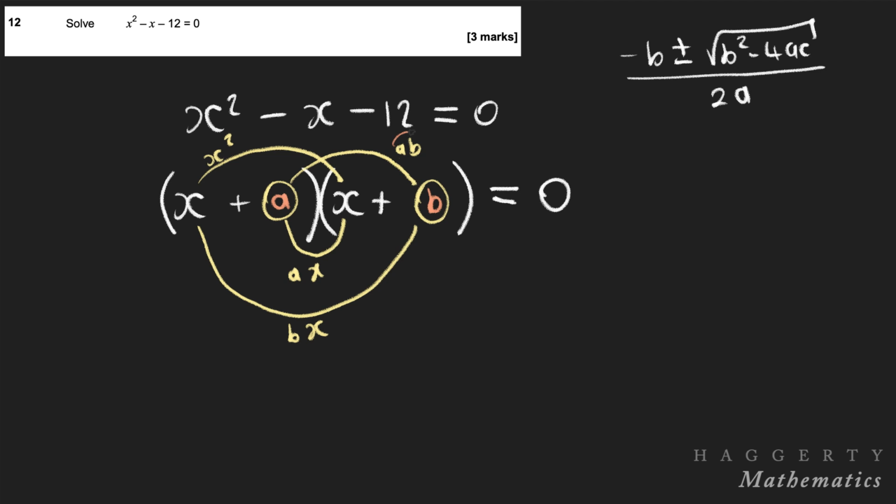So this ab right here, I like to refer to that as the constant term, because it's not dependent on the variable x. So no matter how x changes, this term is always going to be constant on the left-hand side. These two terms here, ax and bx, you could describe as linear terms, and they have a linear dependence on x.